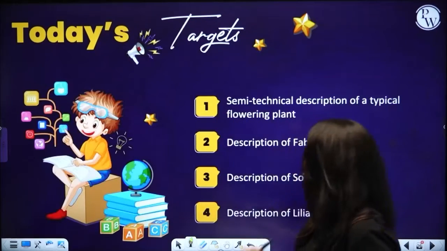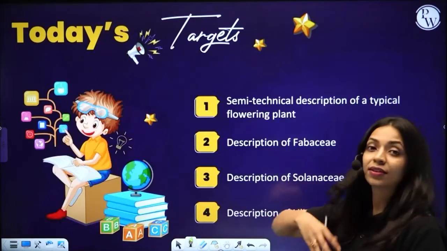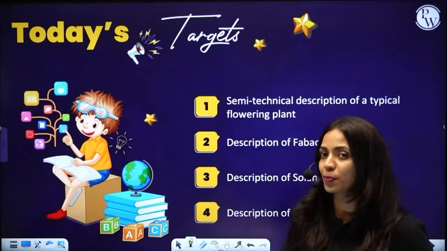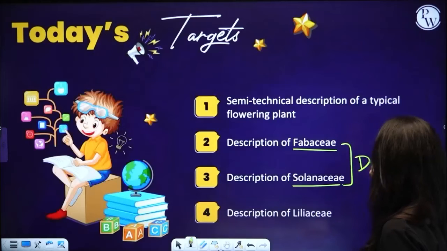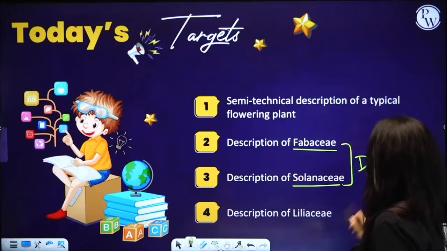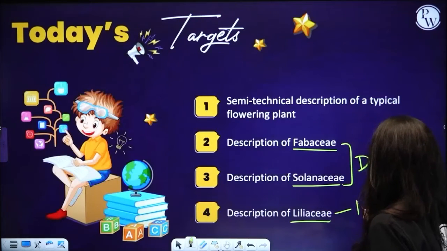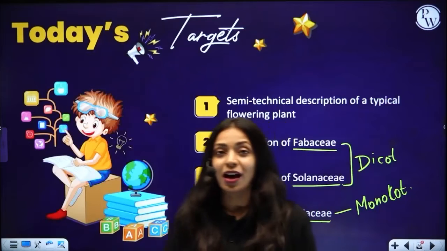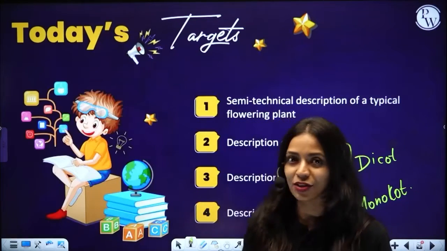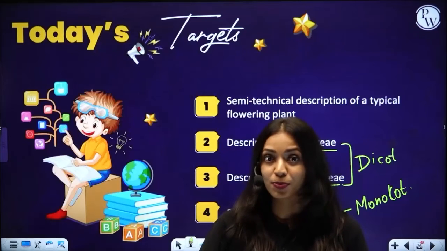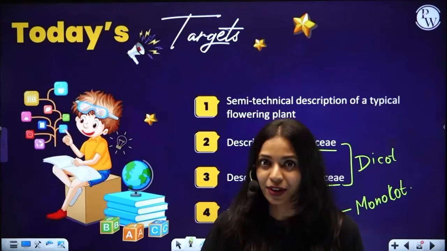And we'll also be learning about the description of 3 angiosperm families, Fabaceae, Solanaceae, both of which are dicot families. And we will also be learning about Liliaceae, which is a monocot family. So in today's session, we're going to be covering how to describe an angiosperm plant. After today's session, if you come across any angiosperm plant and you want to describe it, you can easily do it.